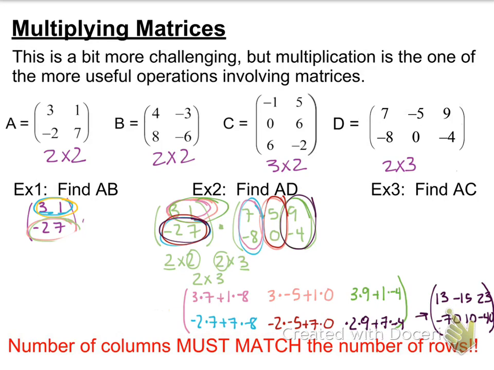Okay, I'm going to look at A times C. So A is a 2 by 2, and C is a 3 by 2. These do not match, so it is not possible. We cannot multiply. It will not match up correctly. You will see when you do your row times your column that it's not going to match. There's going to be either too many numbers or not enough numbers.